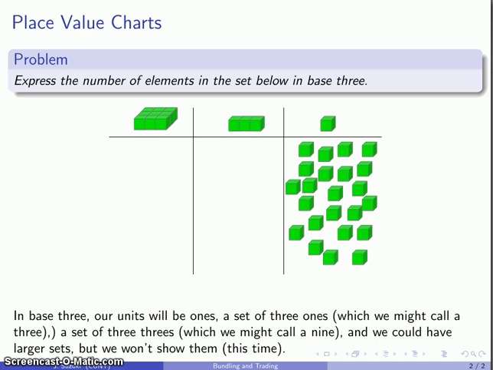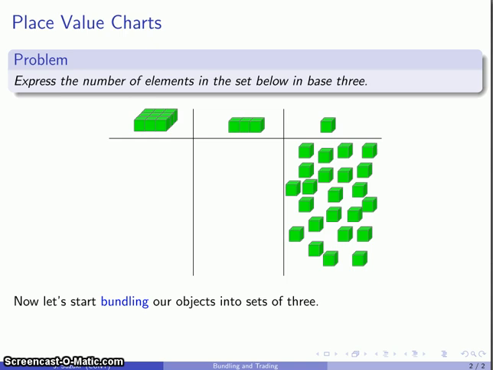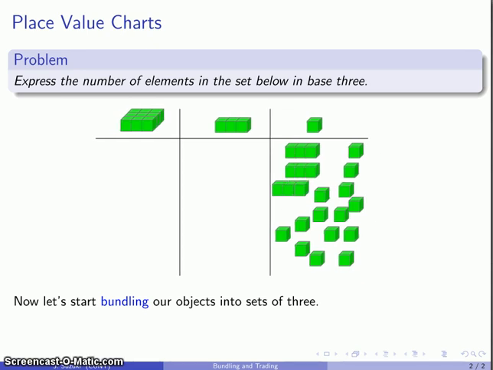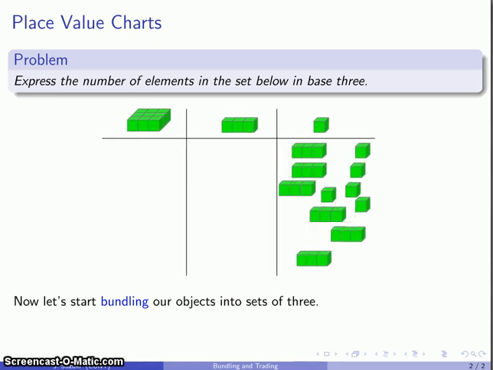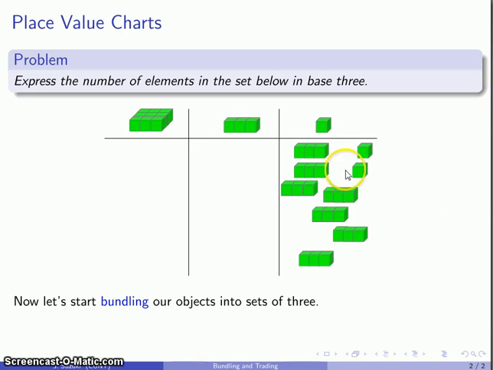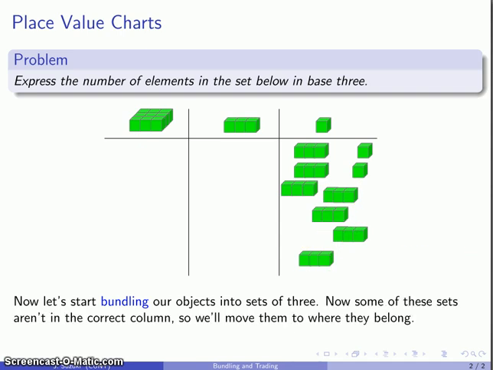So now what do we want to do? Well, I want to start by bundling these objects into sets of, again, 3, because we're dealing in base 3. So I'm going to take a look at this, and every time I see a set of 3, I'm going to put them together. So let's start finding those sets of 3. Here's one, and another, and another, and a few more that we'll find. And these last few here, there aren't enough to form a set of 3, so that's as far as the bundling can go. Now, notice that these are now in the wrong column. They should be moved into where they are.